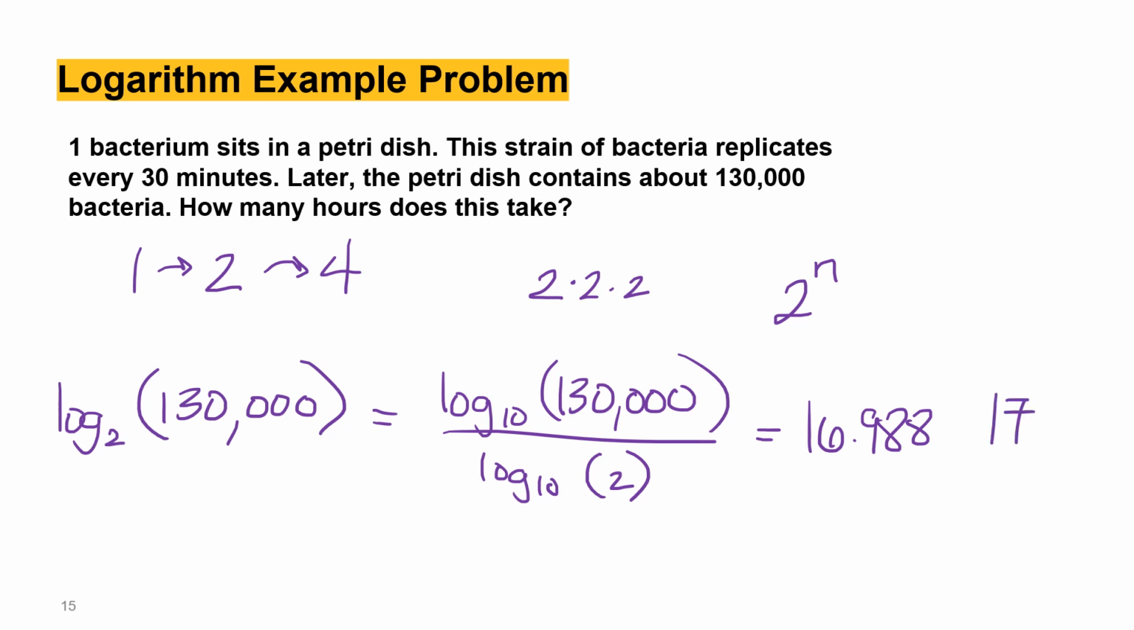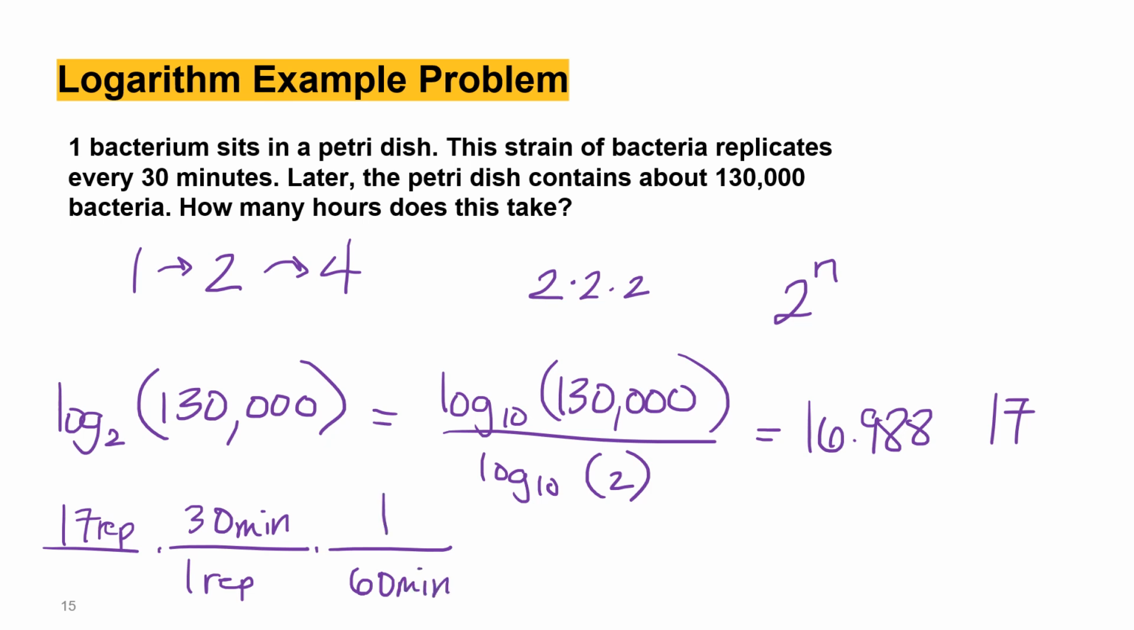Each replication takes about 30 minutes to undergo, so we can use unit conversions to go from replications to hours. We have 17 replications times 1 replication every 30 minutes, and there are 60 minutes in 1 hour. So we can cancel our units. These cancel to 1/2. So our total is going to be 17 over 2, or 8.5 hours.